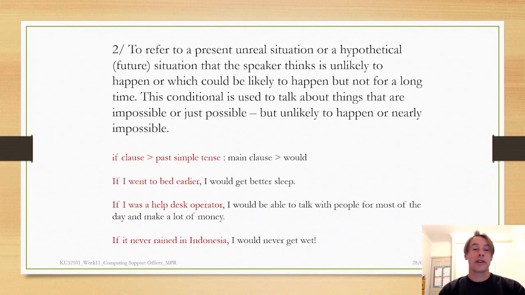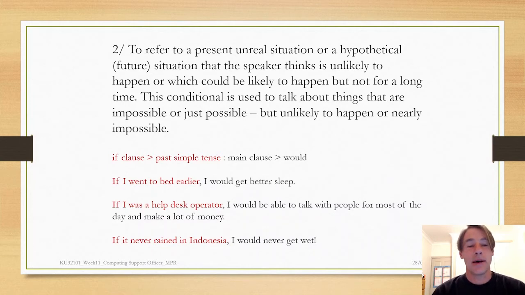The second group of conditionals we're looking at refer to a present, unreal situation or a hypothetical future situation that the speaker thinks is unlikely to happen, or which could be likely to happen but not for a long time, so it's in the future. This conditional is used to talk about things that are impossible or only just possible, but unlikely to happen or nearly impossible. They take the form of the if clause plus the past simple tense, and then we have the main clause and the word would.